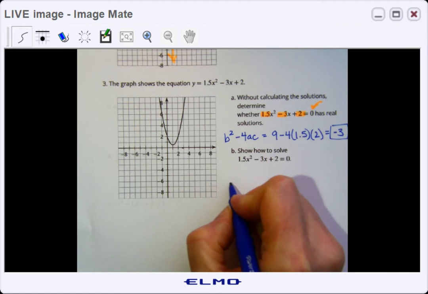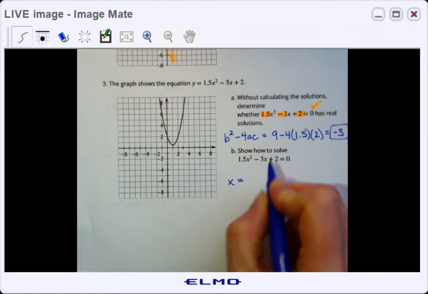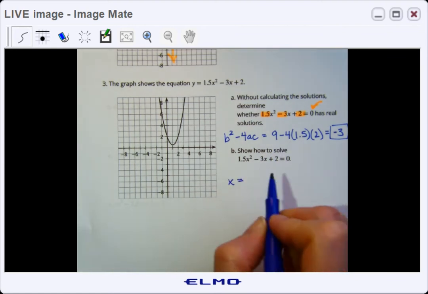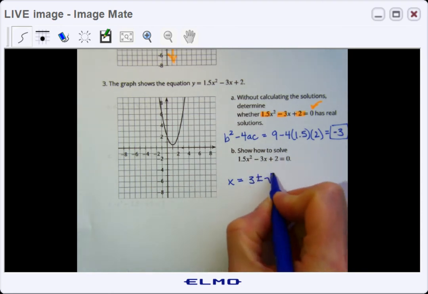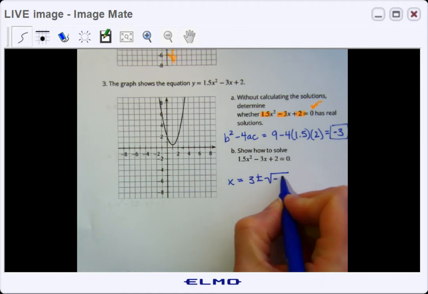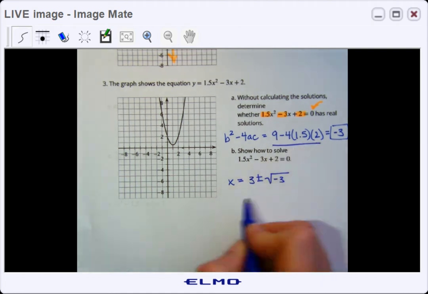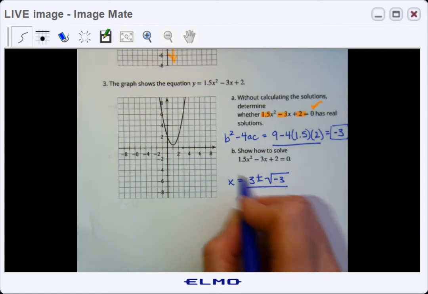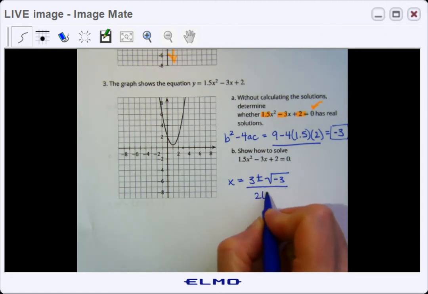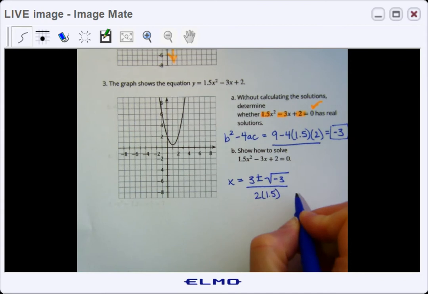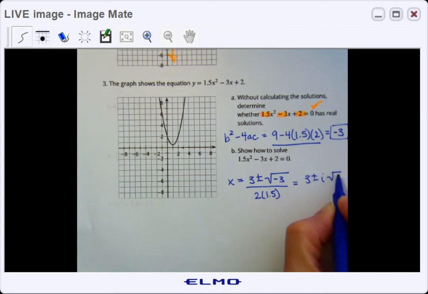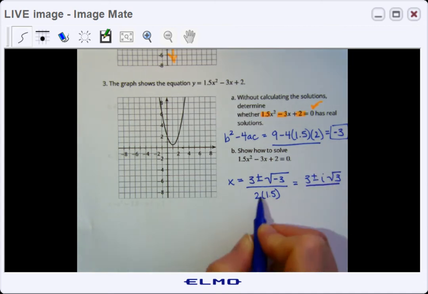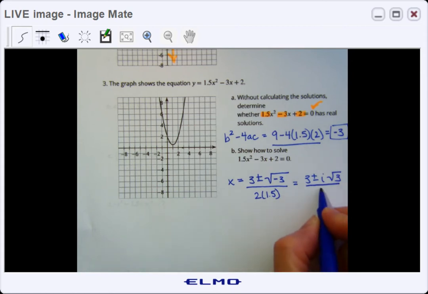All right, so x equals negative b. Negative negative 3 is 3, plus or minus. I already calculated the discriminant. It's negative 3. We did it right here. And then the whole thing over 2a, 2 times 1.5. And that's going to equal 3 plus or minus i root 3 over 2 times 1.5 is 3.